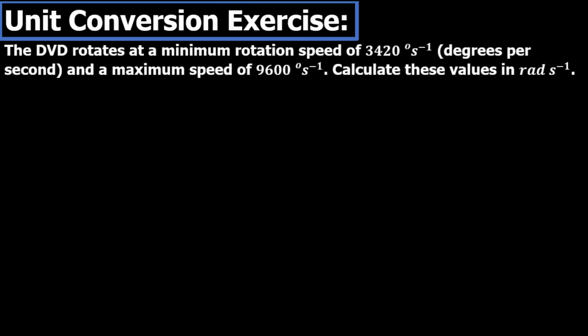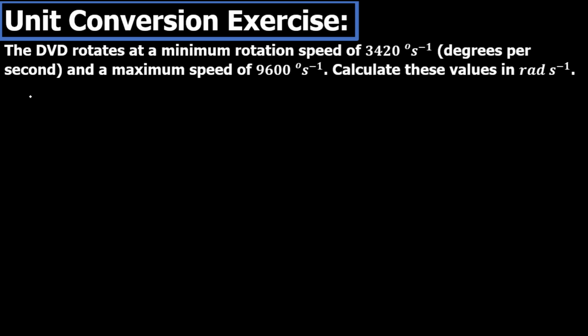So here's a practice question. The DVD rotates at a minimum rotation speed of 3,420 degrees per second and a maximum speed of 9,600 degrees per second. Calculate these values in radians per second. I will do the first one, which is the minimum rotation speed, and let's have you do the second one, the maximum speed. So let me demonstrate how you can do the first one.